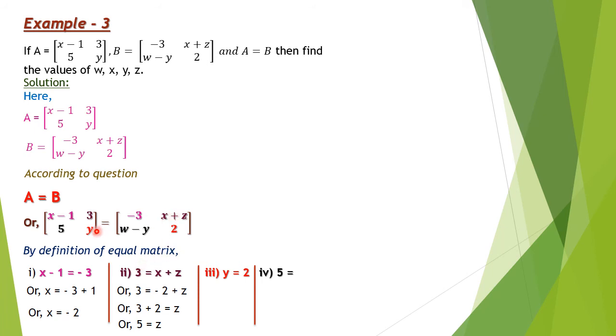Now the last one, that is second row first column, that is 5 and w minus y. So for second row first column, 5. Now we have the value of y, so 5 equal to w minus y, y is 2, so 5 plus 2 equal to w, so the value of w is 7. This concludes our solution. Example 3: w equal to 7, x is equal to minus 2, y is equal to 2, and z is equal to 5.